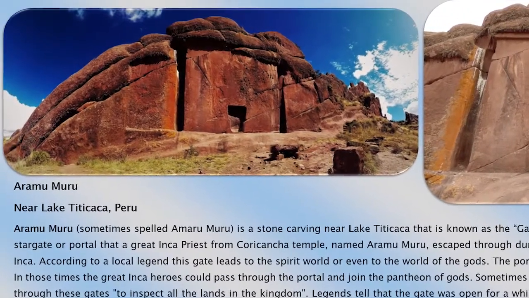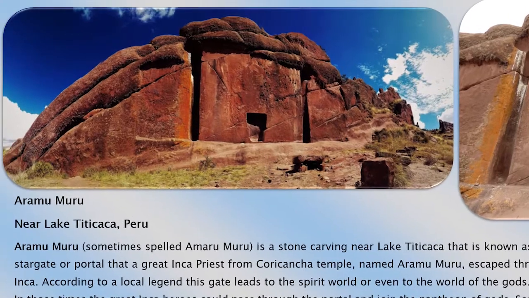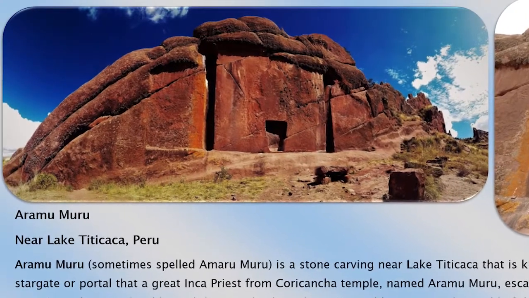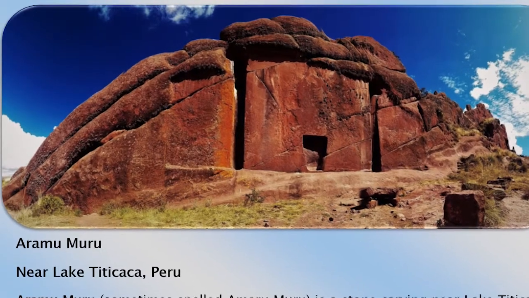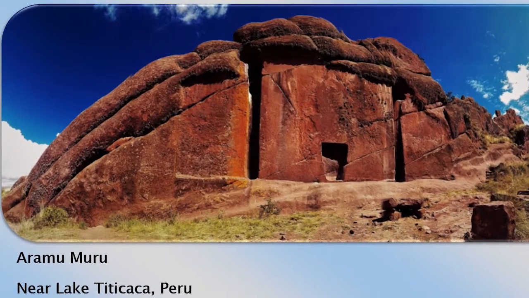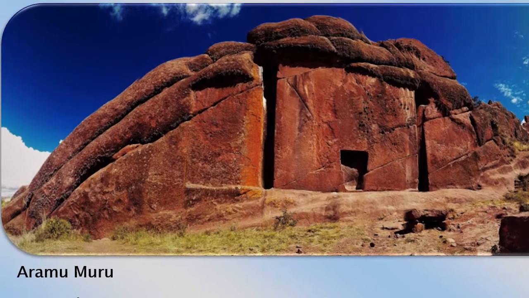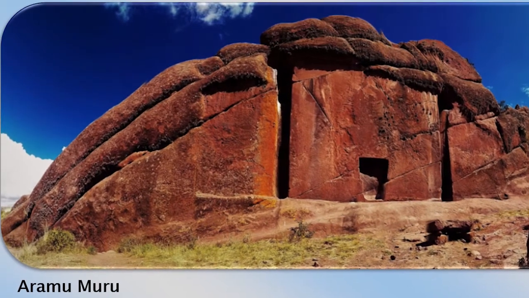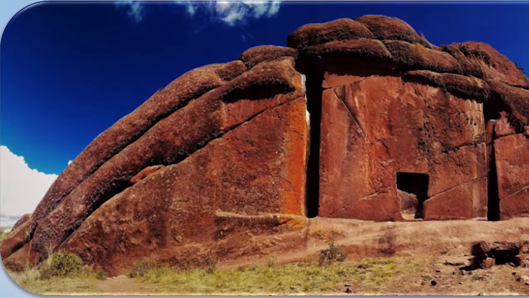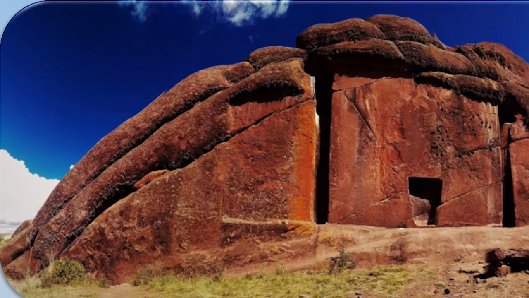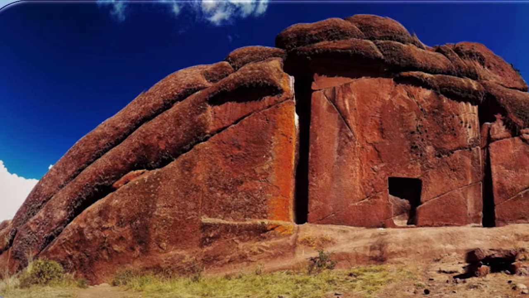Aramumuru, sometimes spelled Amarumuru, is a stone carving near Lake Titicaca that is known as the Gate of the Gods. And that's what I'm talking about, this stone T-shaped door. It is said to be a stargate or portal that a great Inca priest from Coricancha temple named Aramumuru escaped through during the Spanish conquest of the Inca. According to a local legend, this gate leads to the spirit world, or even to the world of the gods.